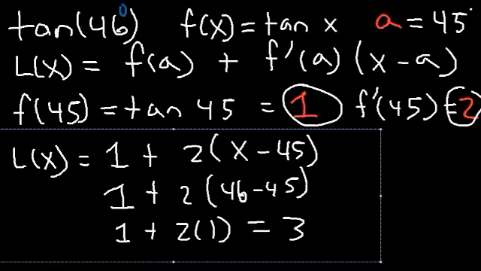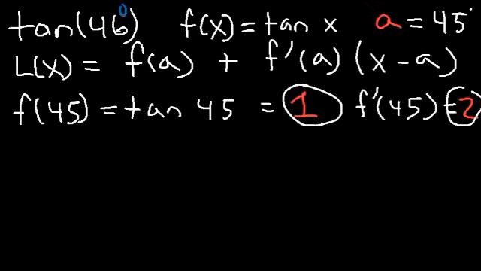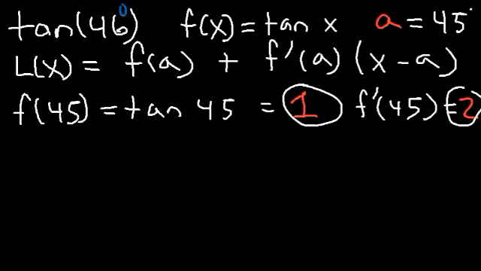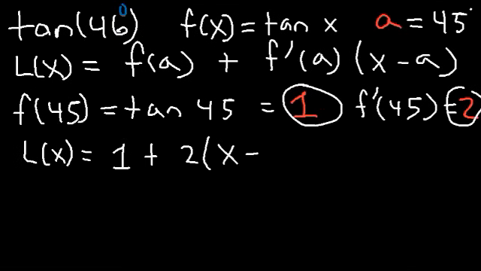Let's convert 45 into radians. To convert degrees into radians, multiply it by pi over 180. So if you divide it backwards, 180 divided by 45 is 4, so it's pi over 4. So therefore, L of x is going to be f of a, which is 1, plus f prime of a, which is 2, times x minus pi over 4. Now you don't want to plug in 46 degrees. You want to convert degrees into radians.